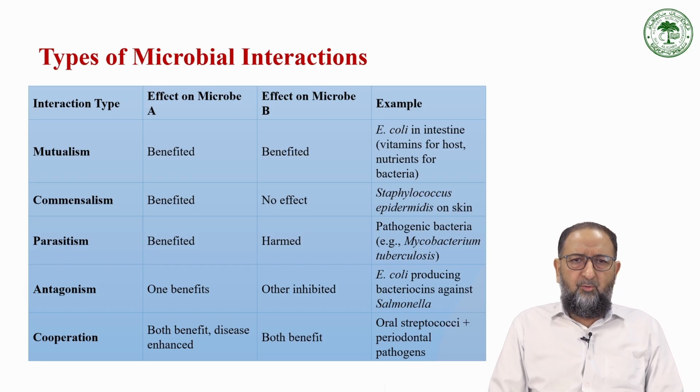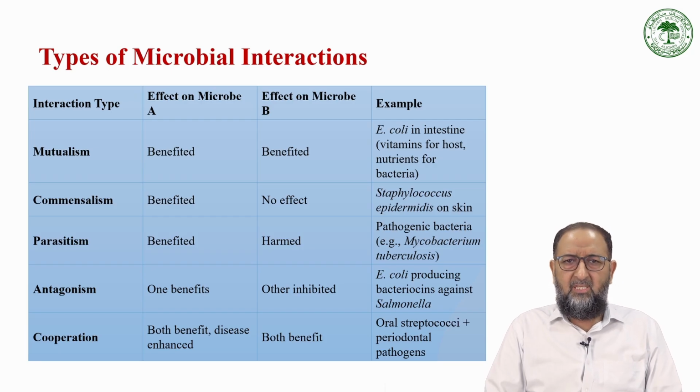Now the types of microbial interactions: mutualism, commensalism, parasitism, antagonism, and cooperation mode. This is an example of some bacteria which we have just discussed. Interaction type, effect on the microbes: in mutualism, both A and B are benefited. When microbes A and B are both benefited, we call it mutualism.